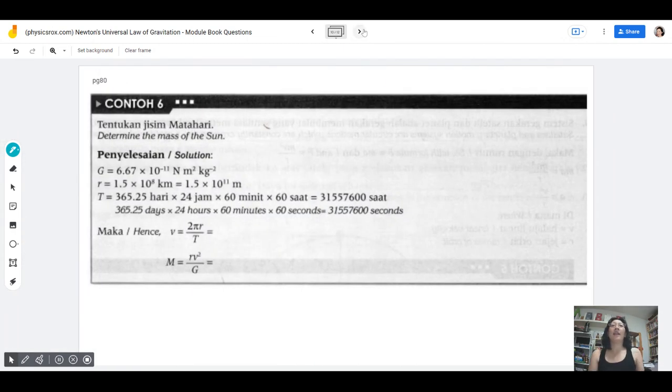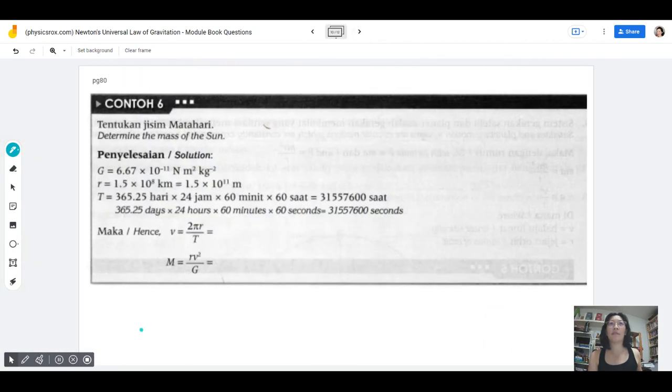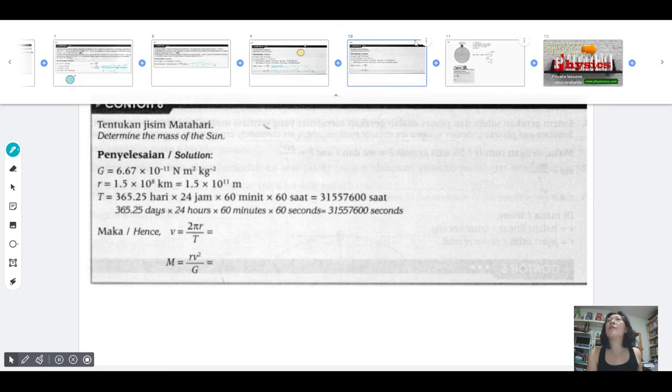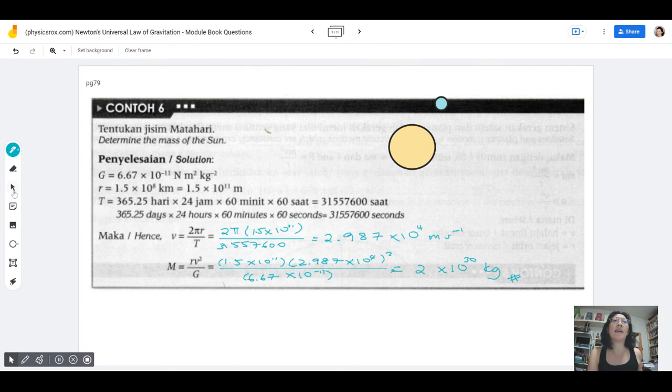Right. Oh, did I put that double? I did. So what I'm going to do is I'm just going to remove this. My bad. Delete. Oh, and yeah, this is supposed to be page 80, not page 79.